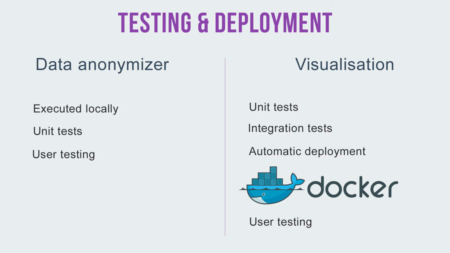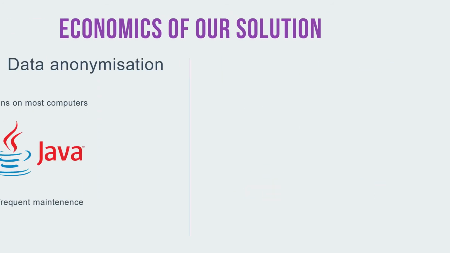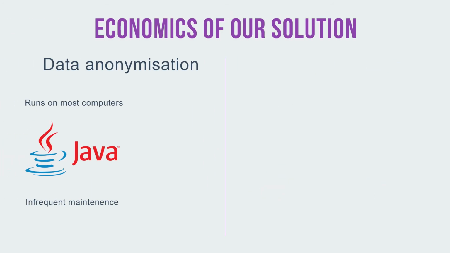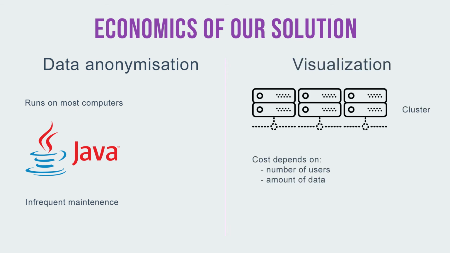Finally, we will be able to carry out user testing to ensure that both the anonymizer and visualizer is most suitable for the target audience and be able to complete all the tasks required. For the data anonymization, since it runs locally and is written in Java, with the Java virtual machine, most common computers will be able to run the program. However, it may require infrequent maintenance of the program in the future to fix bugs or to implement new privacy models into the program.